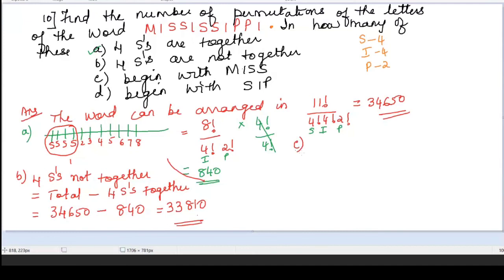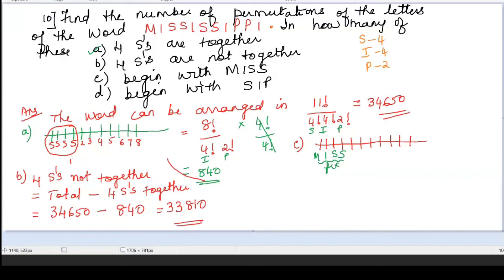Okay, so quickly draw one line and 11 letters. 1, 2, 3, 4, 5, 6, 7, 8, 9, 10, 11. So this is telling me it begins with MISS. So this is fixed. I'm not going to arrange, nor am I putting them in one packet. They are fixed. Okay, so now I have to arrange only the remaining.